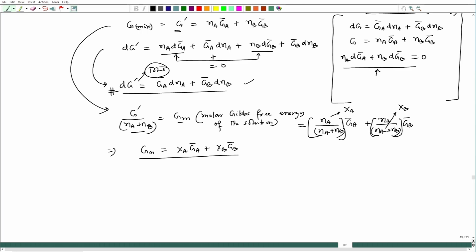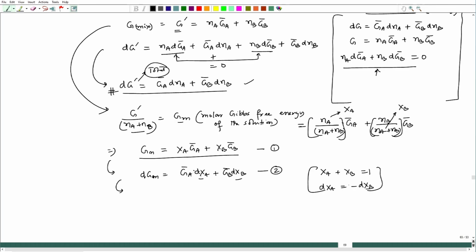The same thing I can write this way. I can write this. Once we write this, let us say this is equation 1 and this is equation 2, I can find a relation between dXa and dXb. Since Xa plus Xb equals 1, dXa should be equal to minus dXb.